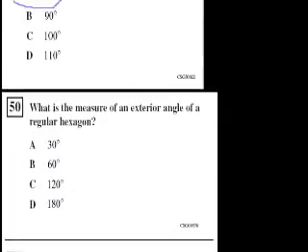Problem 50. What is the measure of an exterior angle of a regular hexagon? So a regular hexagon tells us that all of the sides are the same, it's equilateral, and all of the angles are the same, equiangular. So if we knew the total degree measure of the interior angles, we could divide that by 6, and that would give us each interior angle, and then we could use that information to figure out the exterior angle.